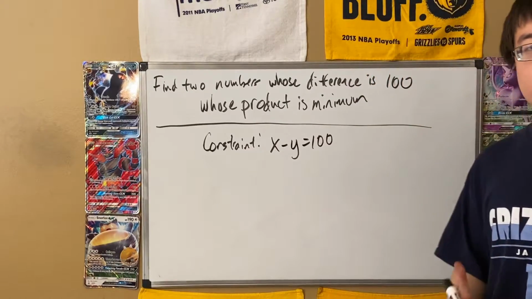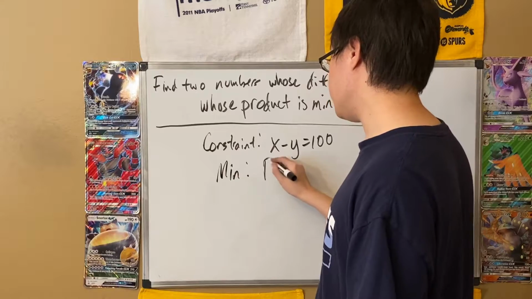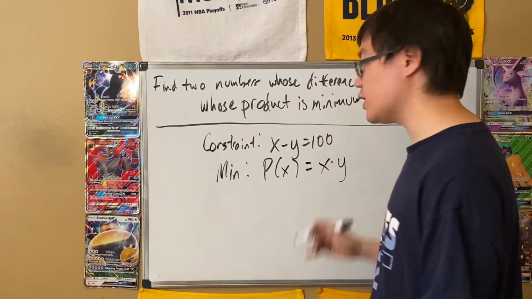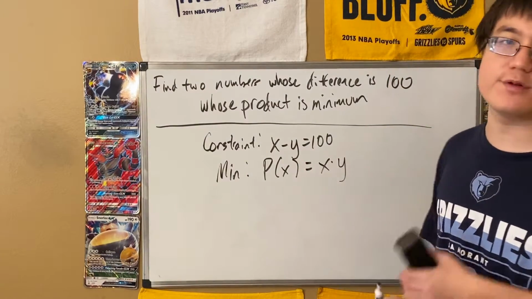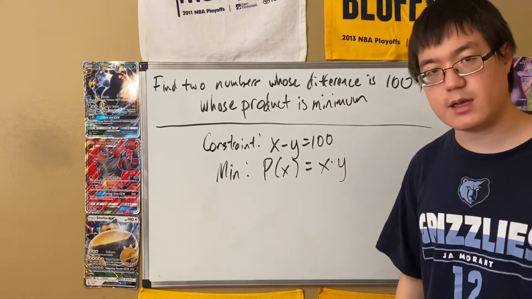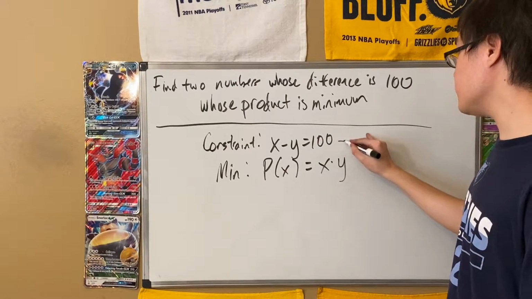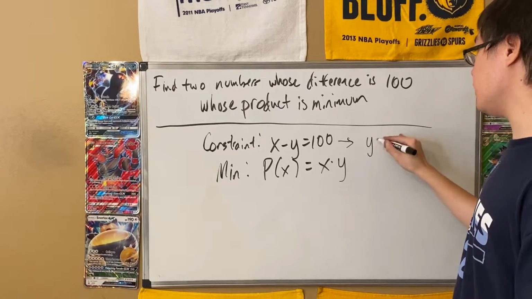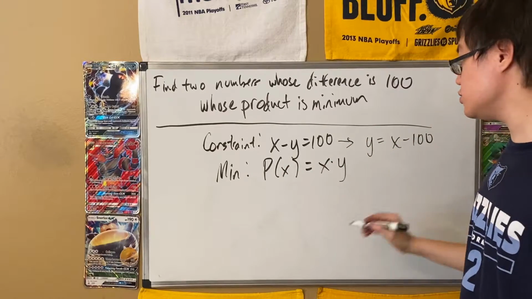Then we see what we need to find the max or minimum. So it's the minimum. We can call it P for product, and it's going to be x times y, because again, we're trying to maximize or minimize x times y, the product of the two numbers. In this case, we have two variables, but we don't panic because we can use the constraint to make this one variable. I'm going to convert to y in terms of x. So it looks like y is equal to x minus 100, because we bring the y over and subtract 100.